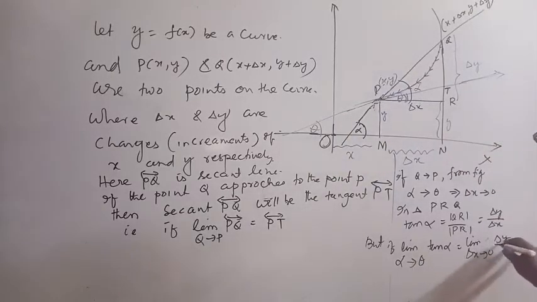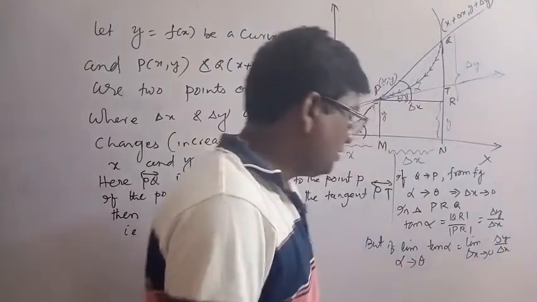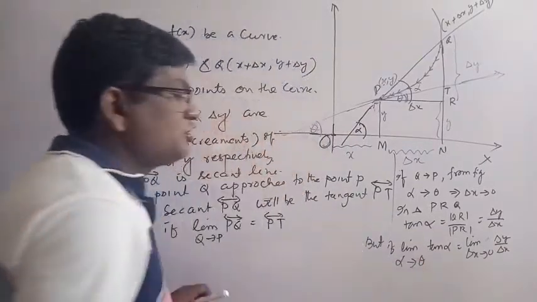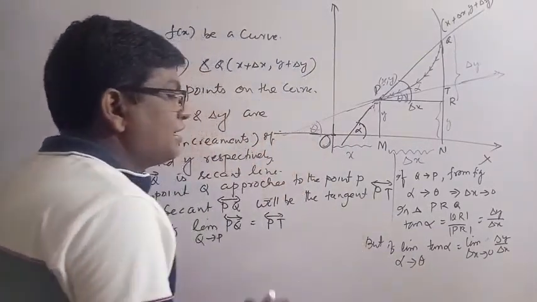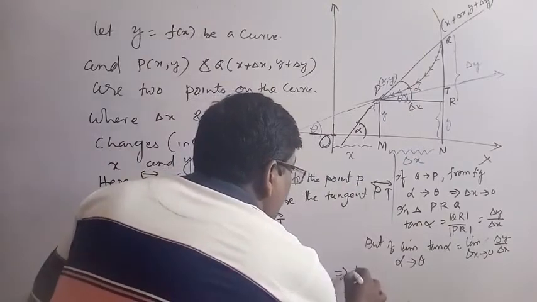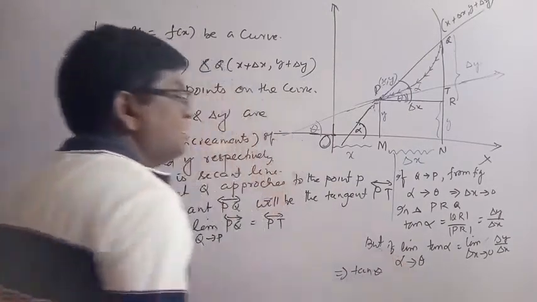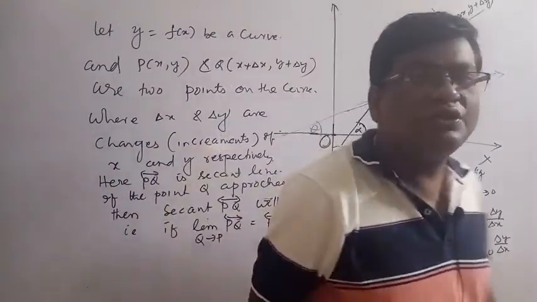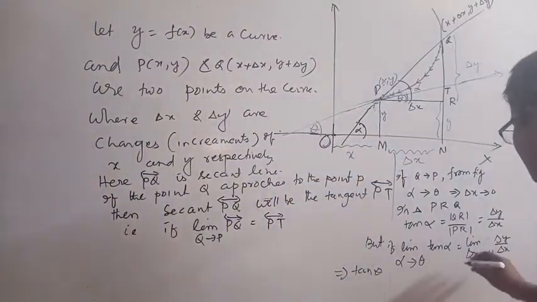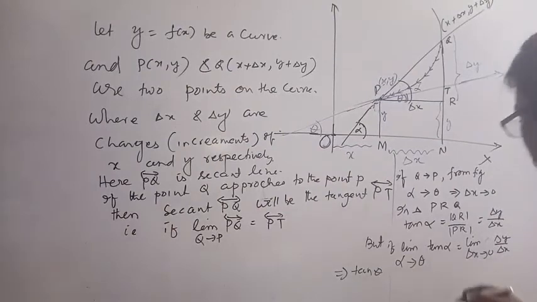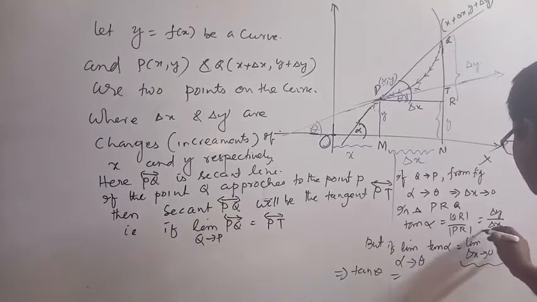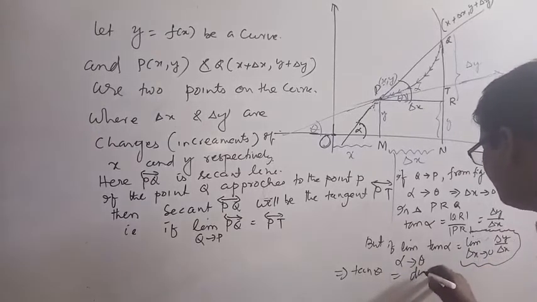Delta y by delta x. And this is equal to the limit, alpha tends to theta, tan alpha, which equals tan theta. Tan theta is equal to the limit as delta x tends to 0 of delta y by delta x, the instantaneous change. So this can be written as dy by dx.